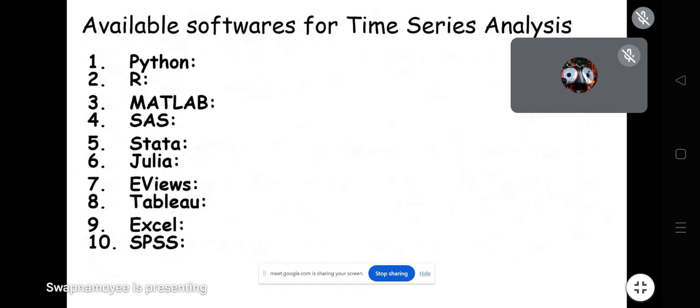So these are some of the available software which you can use for time series analysis. Python is very common in social science. We use Stata. You use SPSS, Excel, but higher order calculation you cannot do with Excel and SPSS. If you use Stata, these are the ones you use.